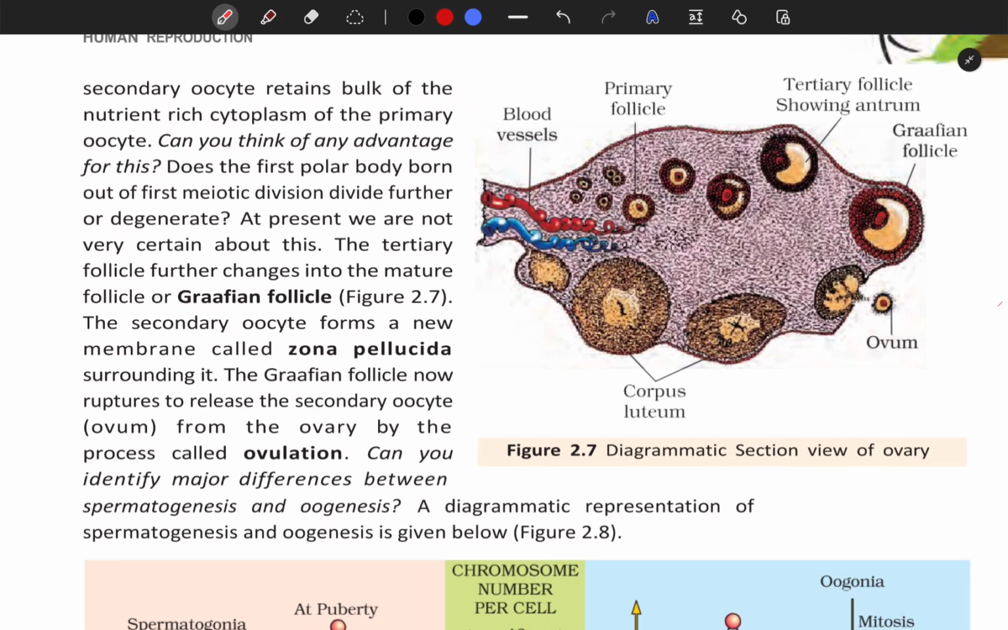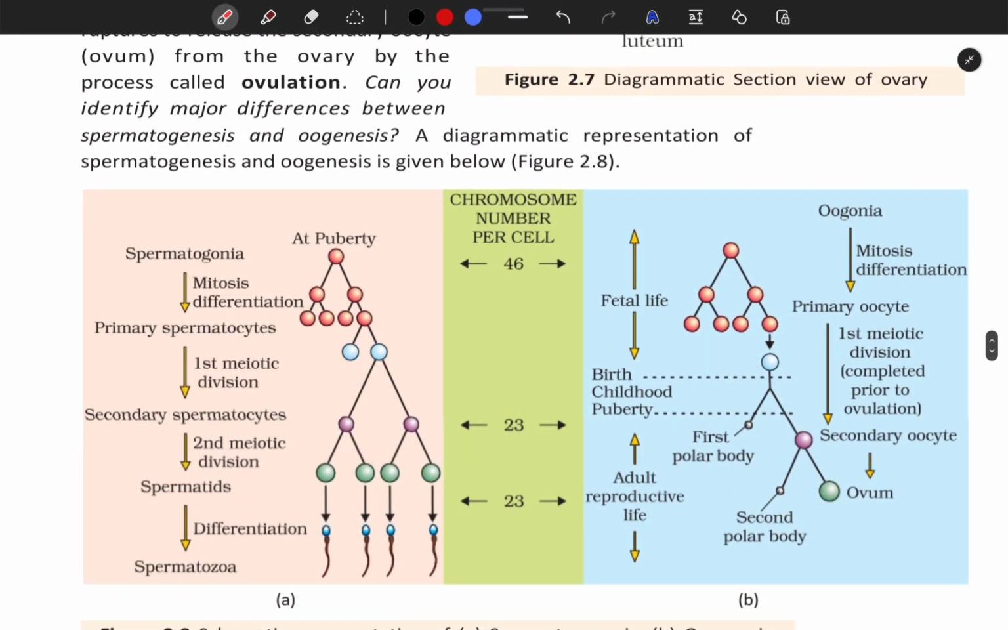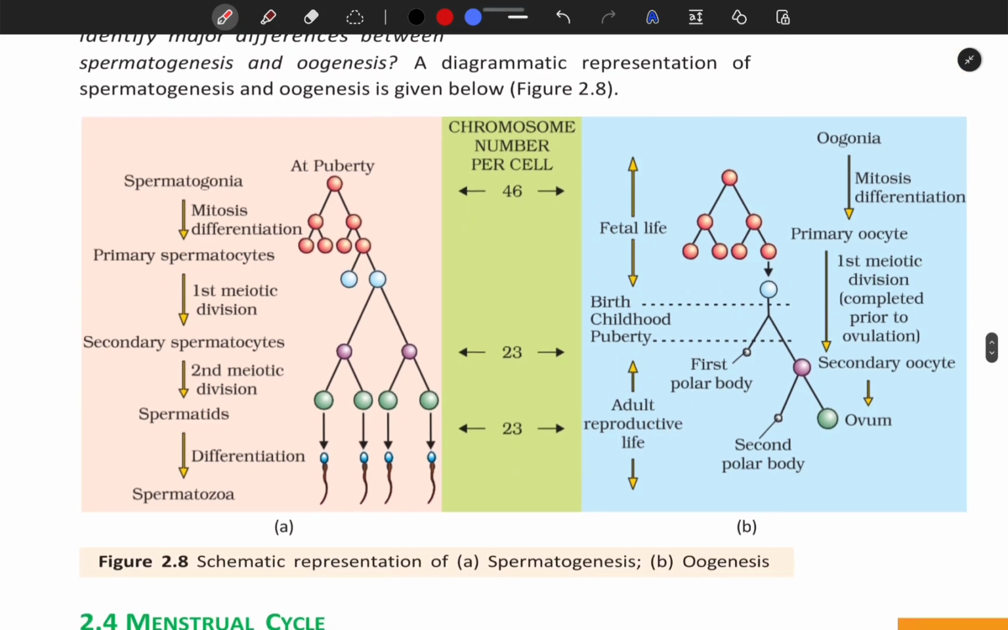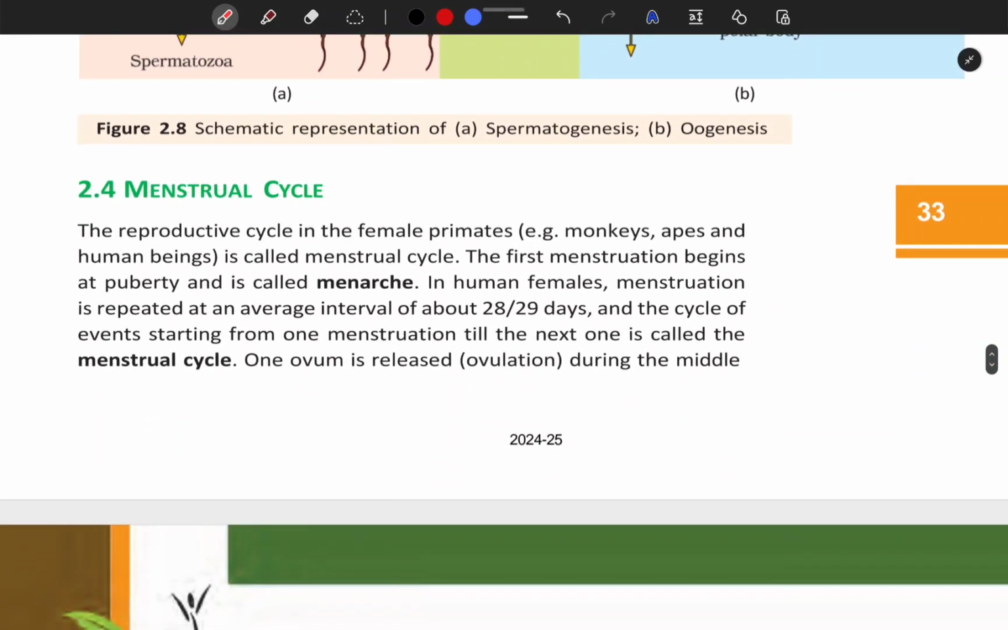The Graafian follicle now ruptures to release the secondary oocyte, that is ovum, from the ovary by the process called ovulation. Can you identify major differences between the spermatogenesis and oogenesis? A diagrammatic representation of spermatogenesis and oogenesis is given below in figure 2.8.